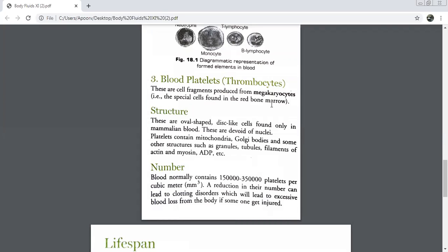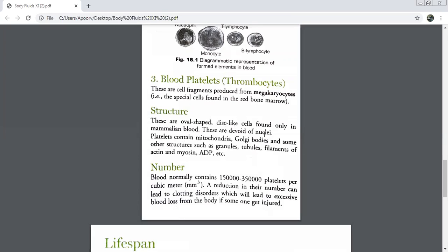Platelets are oval-shaped, disc-like cells found only in mammalian blood. They are devoid of nuclei. They don't have a nucleus. The platelets contain mitochondria, Golgi bodies, and some other structures such as granules, tubules, and filaments of actin and myosin. Basically, remember that they are devoid of nuclei, but they do contain some important cell organelles like mitochondria and Golgi bodies.